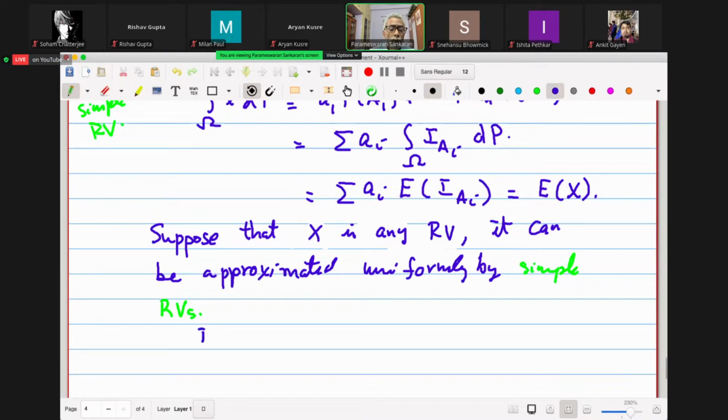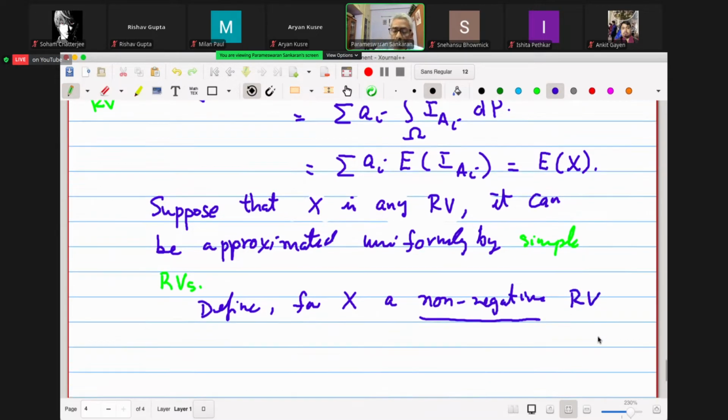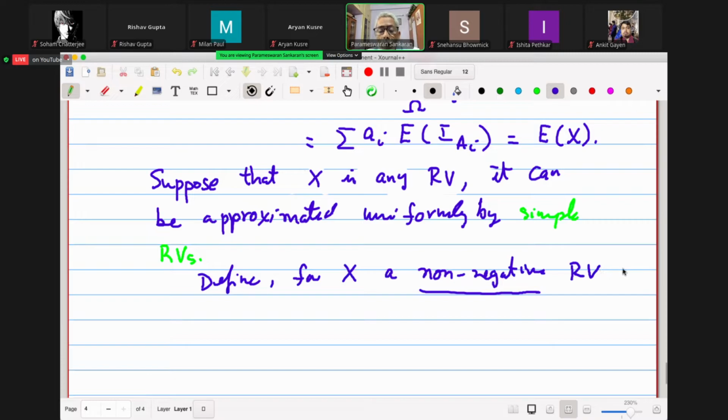Now define. Okay, so there is a slight thing here. First you have to define it for x bigger than or equal to 0. Define for x a non-negative random variable. There is a problem, I'll tell you why. Negative, non-negative random variable, or a non-negative random variable integral over x.